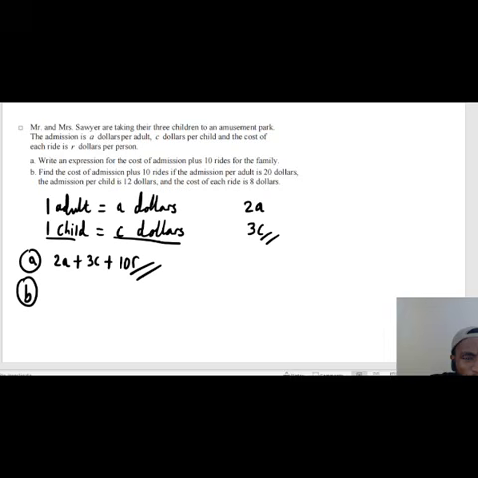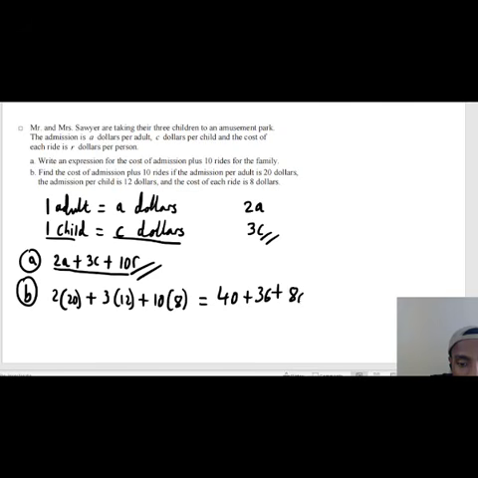Find the cost of admission plus 10 rides if the admission per adult is $20, the admission per child is $12, and the cost of each ride is $8. So this one is simple. You just have to use your answer here. So two adults, each paying how much? 20. So you put 20 right here. The child is paying how much? 12 to enter. Now, cost per ride is what? 8. So my final answer gives me 40 plus 36 plus 80.